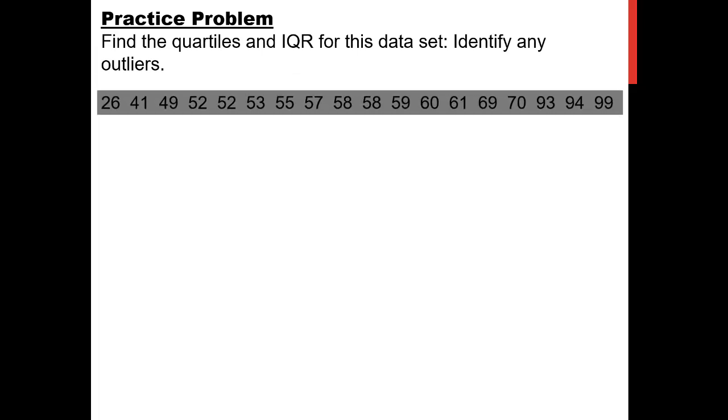So how about a practice problem? Find the quartiles and IQR for this data set. Identify any outliers. So your data set is 26, 41, 49, 52, 52, 53, 55, 57, 58, 58, 59, 60, 61, 69, 70, 93, 94, and 99. So you're going to find the quartiles, identify the IQR, and figure out if there are any outliers. So that'll take a few minutes. So while you're doing that, press pause on the video, and when you're ready to see what the answer looks like, press play.